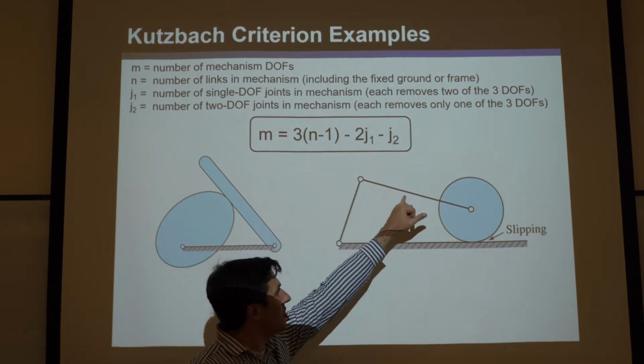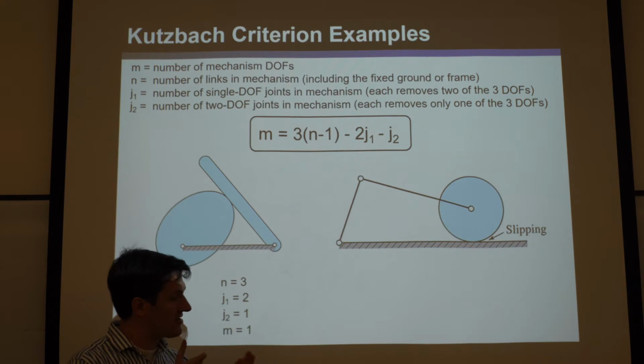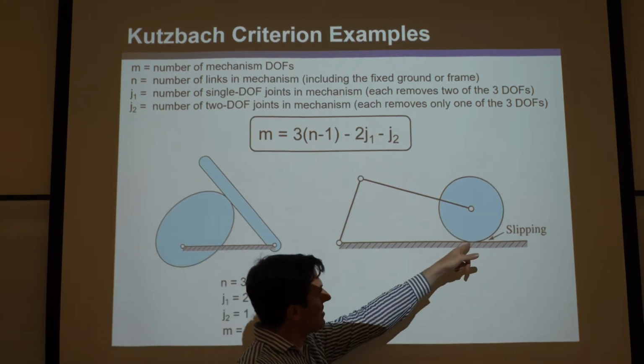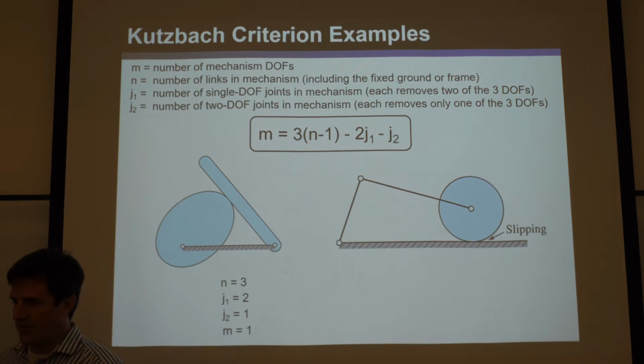These guys are lower pairs, but this is a higher pair, not because it has 2 degrees of freedom. It has nothing to do with that. It has everything to do with the fact that it touches at just a line or a point, and it's not a surface, okay? So it's not a linkage, but it is a mechanism.